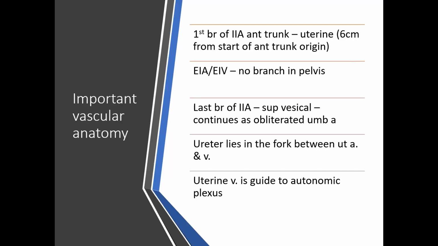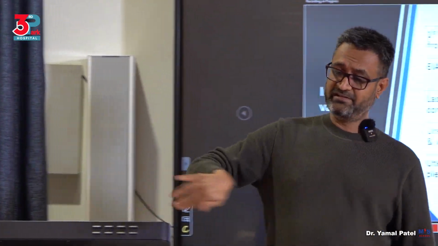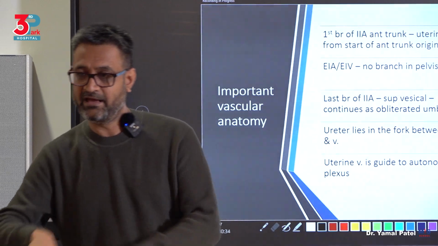External iliac artery and vein have no branches or tributaries in the pelvis. Important for us to know. The last branch of the internal iliac artery in our field of vision, before it changes into the anterior umbilical ligament, the medial umbilical ligament, which is the obliterated umbilical artery, is the superior vesical. Are we clear? So uterine artery, superior vesical, obturator, internal pudendal, they are all going this way.